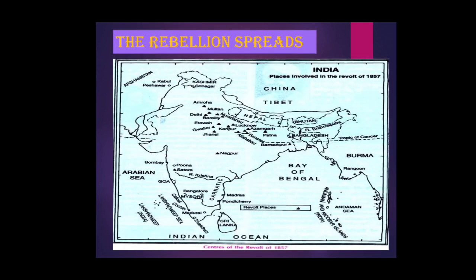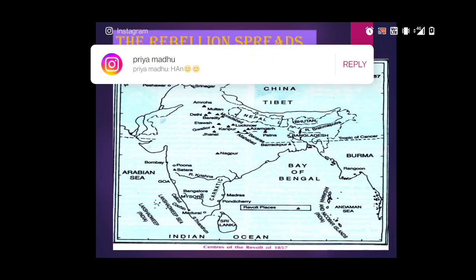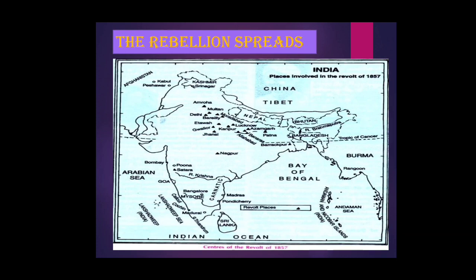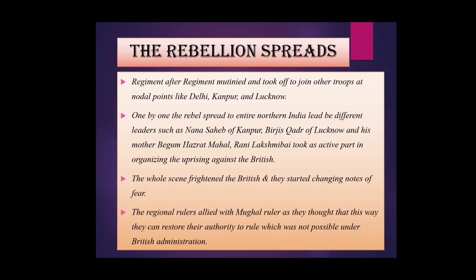Now here you can see the map. This map is going to be very important, because places like Delhi, Bareilly, Muradabad, Etawah, Gwalior, Jhansi, Kanpur, Lucknow, Faizabad, and Barrackpore were the centers of revolt in 1857. So you need to mark them on the map and learn them properly. Now the rebellion spread everywhere, and we'll see the different people who got involved as leaders in this revolt.